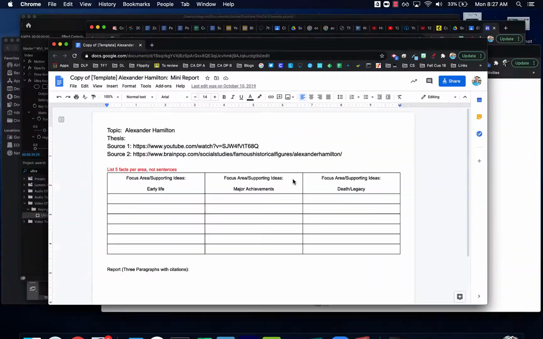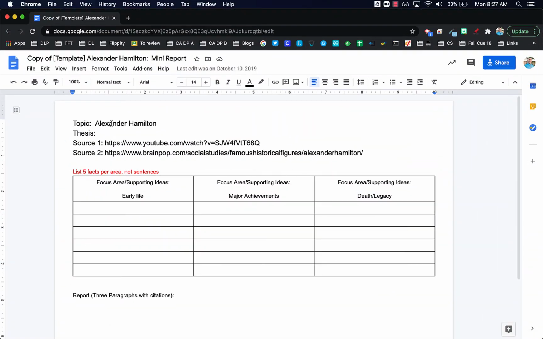So here's an example right here. We could say our topic is Alexander Hamilton, and we're not going to write the thesis. That's what the student's going to do. And we have some different sources here. One is a video, and one is this thing from BrainPop. So we have the different focus areas right here. We want to know about Alexander Hamilton's early life, his major achievements, and his death or legacy.